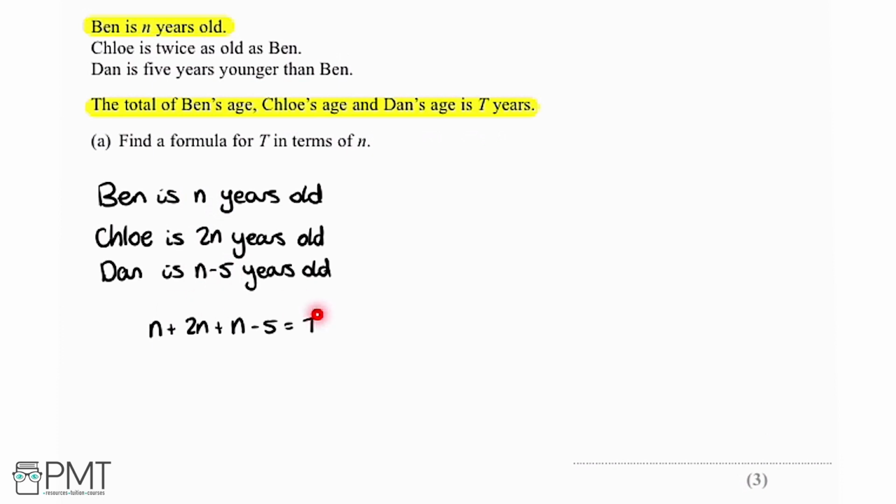Now we can tidy this up a little bit, because we see we've got an n term, an n term, and an n term. So we've got 1n, 2n, and 1n, giving us 4n. Still got that minus 5 there, and still equaling t. And that right there is our final formula. We get 1 mark up here, and if we got all the components correct, we get final 2 marks.